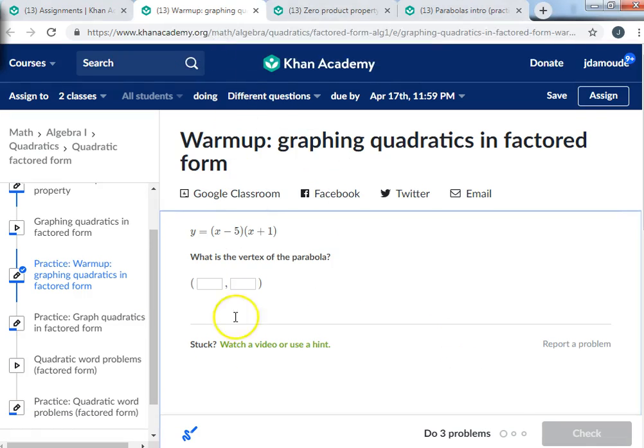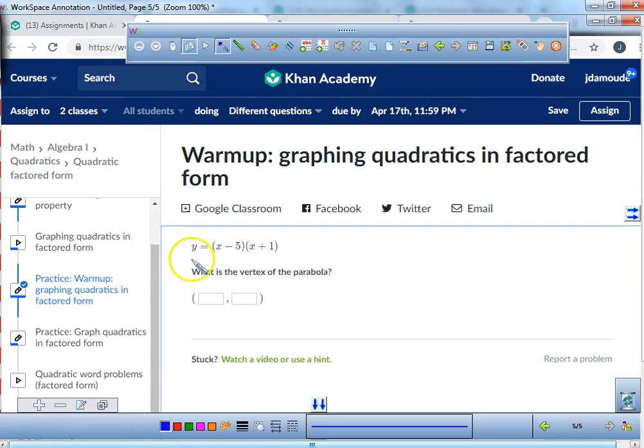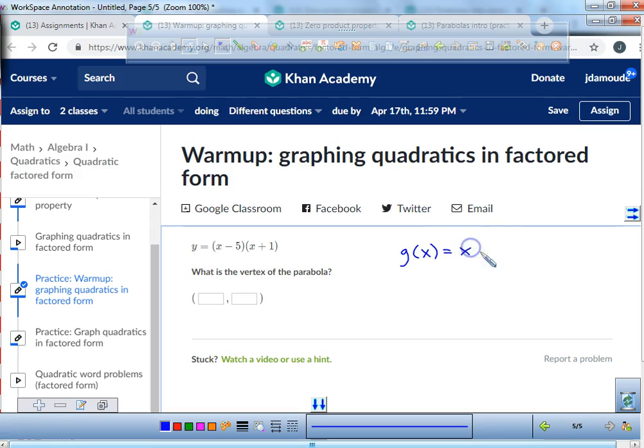Alright, now some of you guys have been asking me about function notation. So y equals, they could also say, if they wanted to, g of x equals, and it would be the same function. Alright, this is called function notation. That's what it's called. Alright?